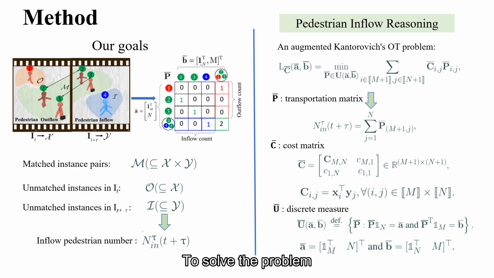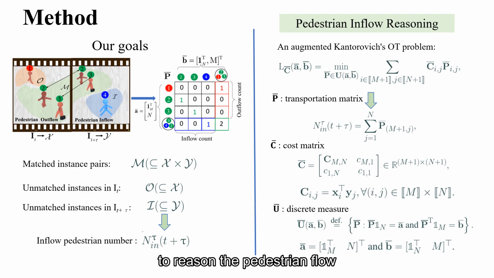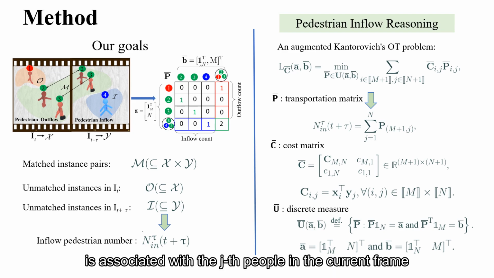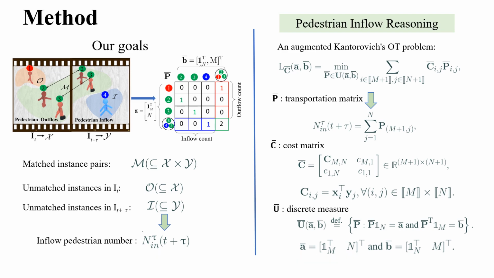To solve the problem, we first define augmented counter-weighted OT problems to reason the pedestrian flow. Where P is a transportation matrix, as depicted in this figure, its element Pij represents the probability of the ith pedestrian in the preceding frame being associated with the jth person in the current frame. The row vector Pm plus 1 is defined to collect the inflow pedestrians.